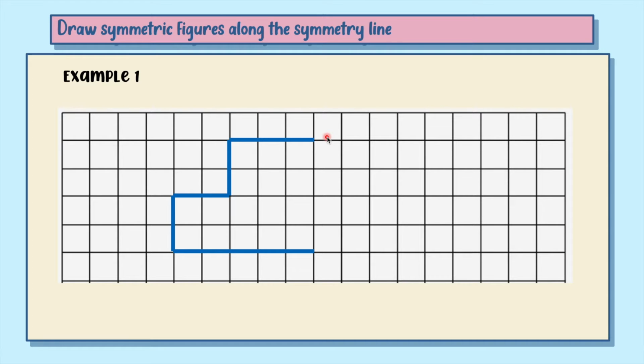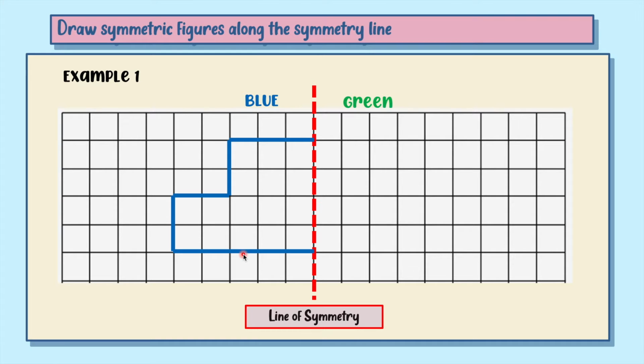So here is example 1. Draw a symmetric figure along the symmetry line. The red dashed line is the line of symmetry. So we're going to draw a symmetric figure similar to the blue line here across this part. This is the blue part, and the other side, I'm going to draw using a green line so that you can see easily.